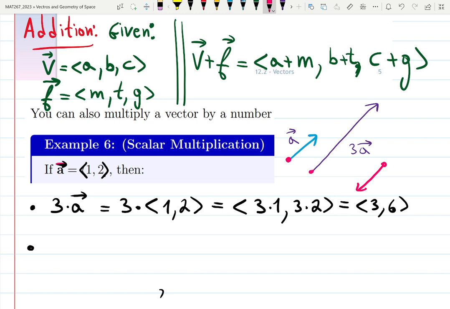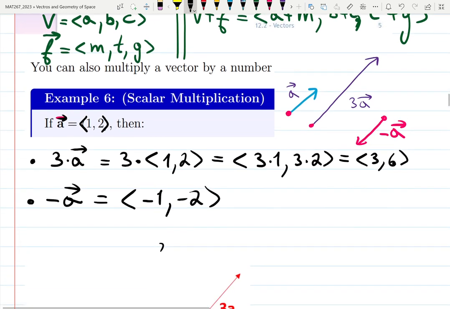Multiply by negative. It's totally common sense. Minus A. So let's do that. Minus A will give you exactly the same vector. It's still 1 and 2, but now it points in a different direction, so it's going to be minus 1 and minus 2. Same strength, but the opposite direction. So it has to be the same length. And so on.